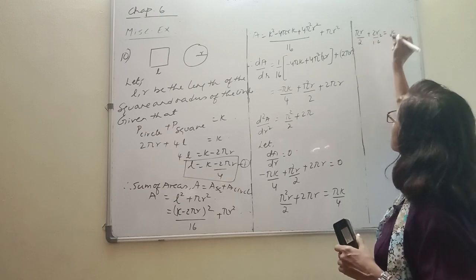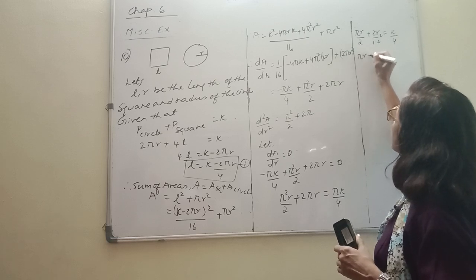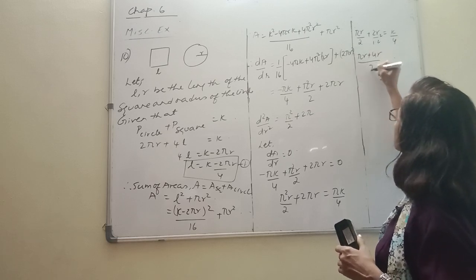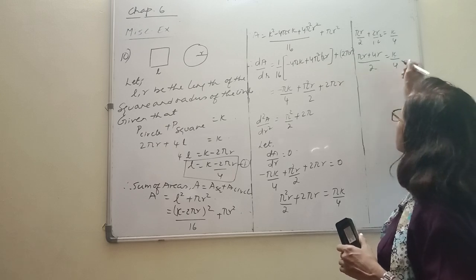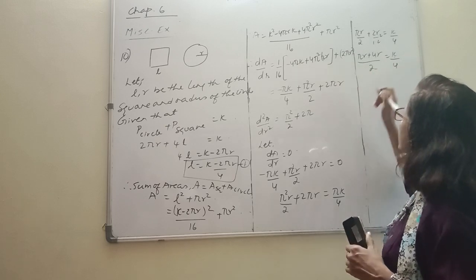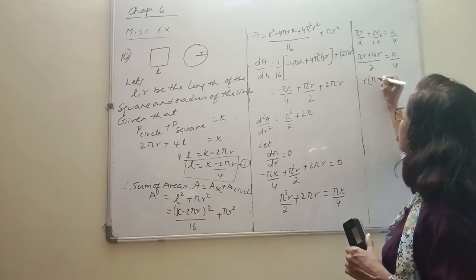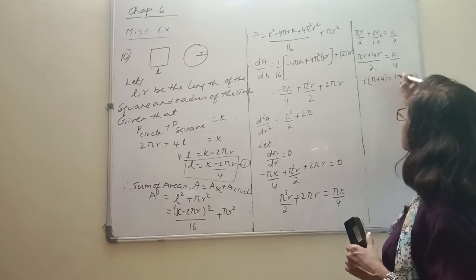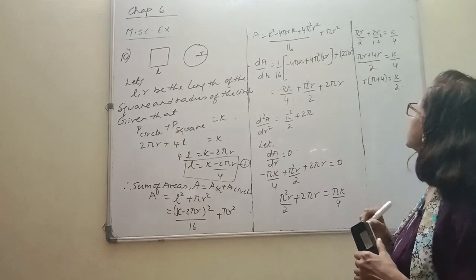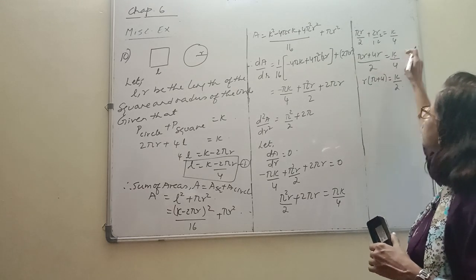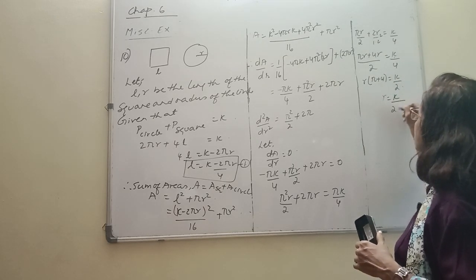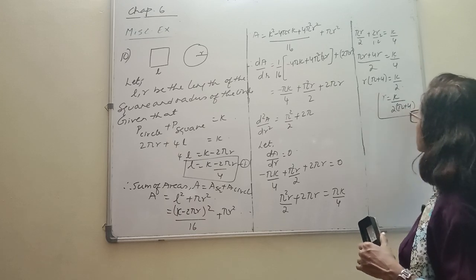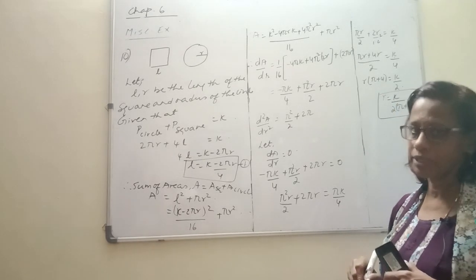Let's equalize this. It's going to be pi r plus 4r over 2 equal to k over 4. So you can take the r common. Pi plus 4 equal to k over 2. When this 2 goes there, it cancels. And r basically is going to be k over 2 times pi plus 4. That's your r, and actually that's your critical point.